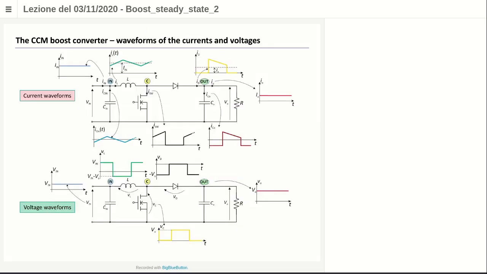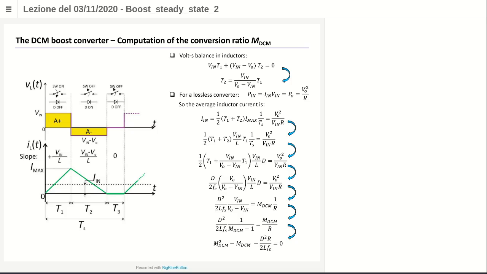This slide shows you the entire set of current waveforms and voltage waveforms. As you can see here, these are the classical waveforms of a pulse width modulated switch mode power converter, in which the currents have a linear or almost linear variation, and the voltage waveforms are always rectangular. So this is what happens for CCM.